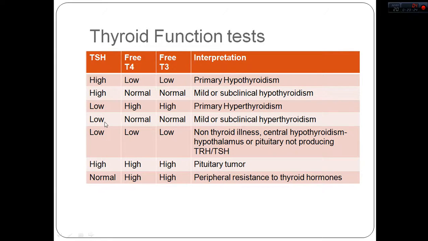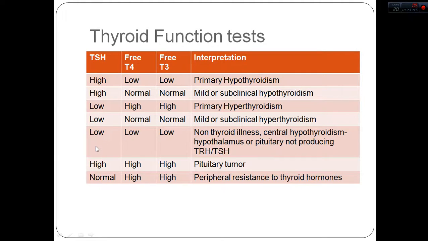Now look at TSH is low. Usually when TSH is low, we think it is hyperthyroidism. But when we look at the T3, T4, those two are normal. So this is again a case of a very mild or subclinical hyperthyroidism, and this will eventually go up.